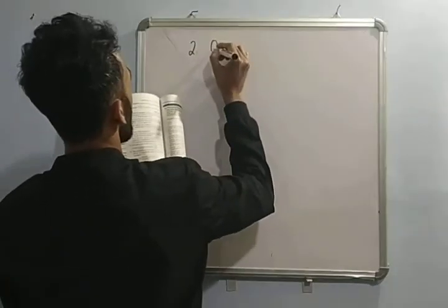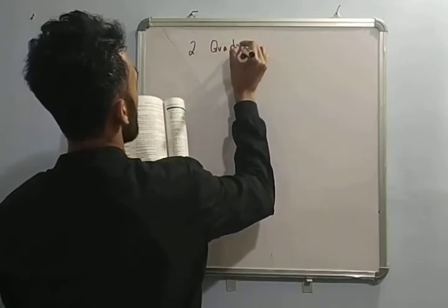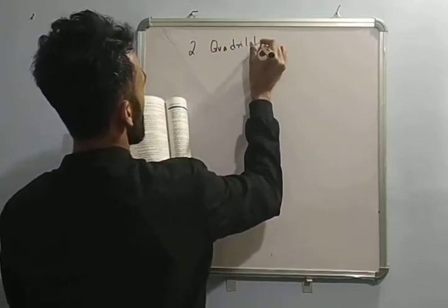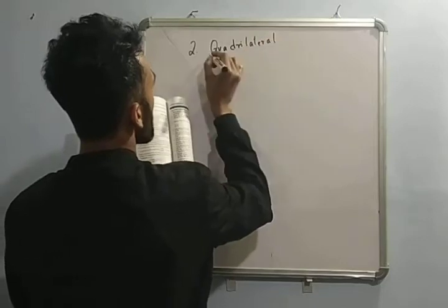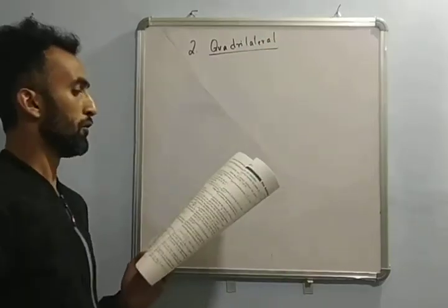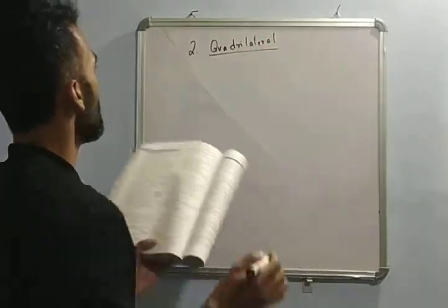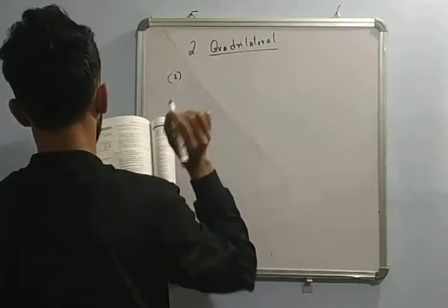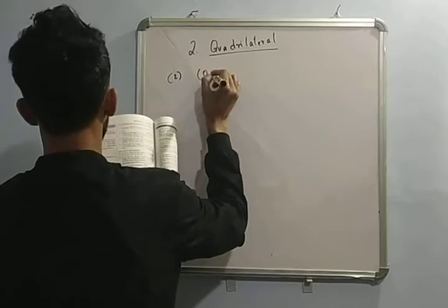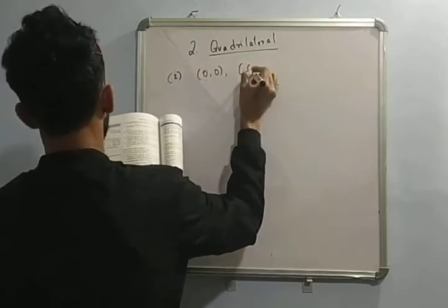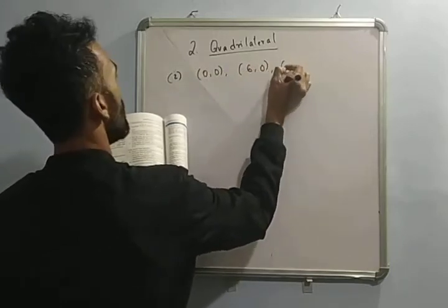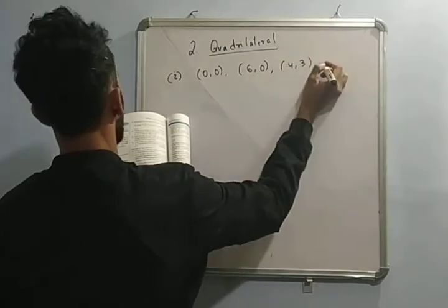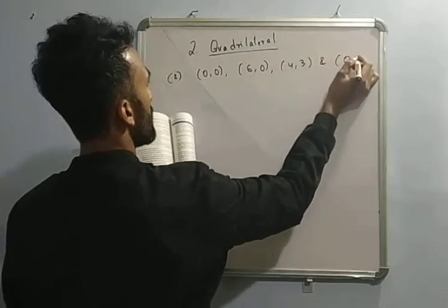So remember, I'll write here quadrilateral. Okay, not triangle, quadrilateral. Quadrilateral has 4 vertices, and I haven't given you the formula for 4 vertices, but don't worry. The points are 0, 0, 6, 0, 4, 3 and 0, 3.